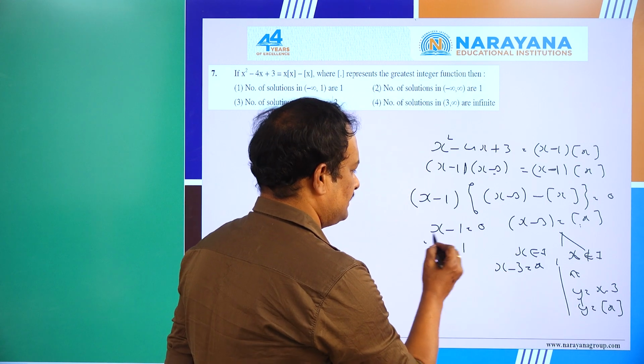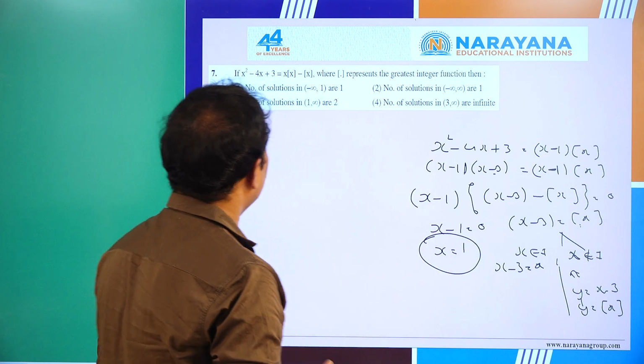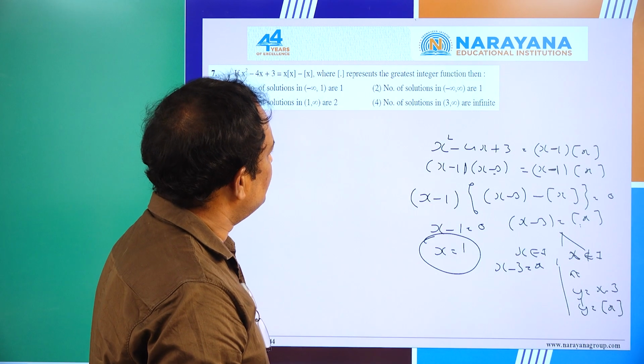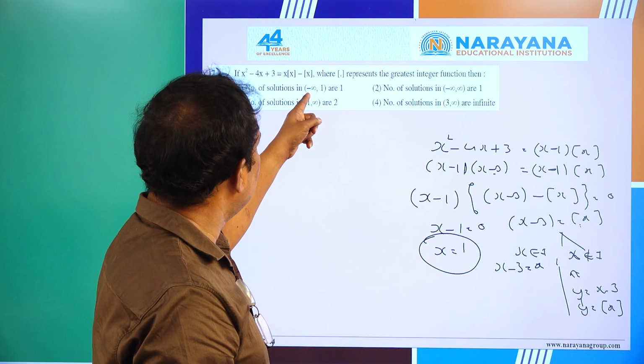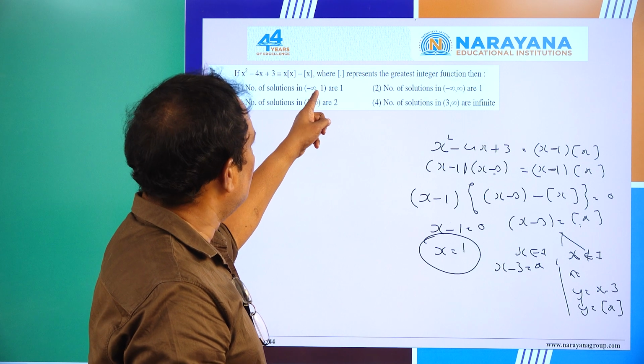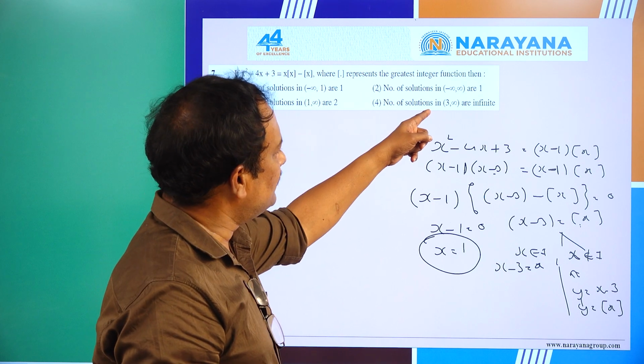So finally this is the only solution we are having, and according to the options you can clearly see that the number of solutions in the set of real numbers is 1. Whereas in this option he is saying minus infinity to 1, an open interval is given, and in this case an open interval. So here 1 is not there.